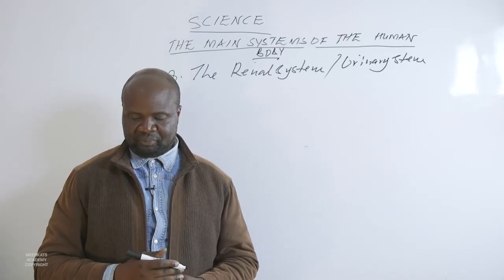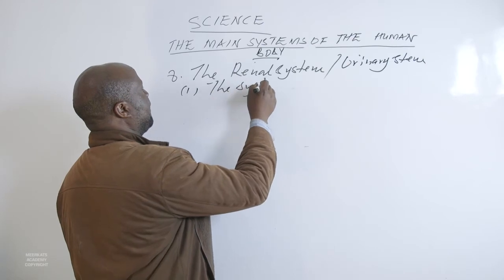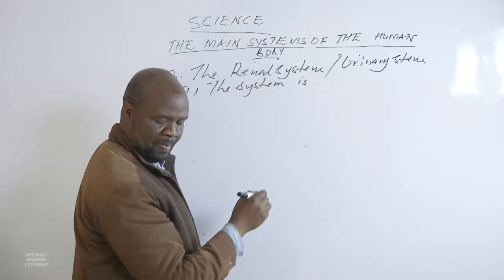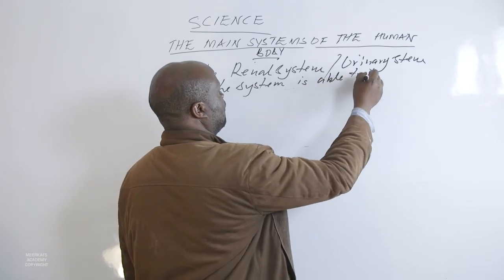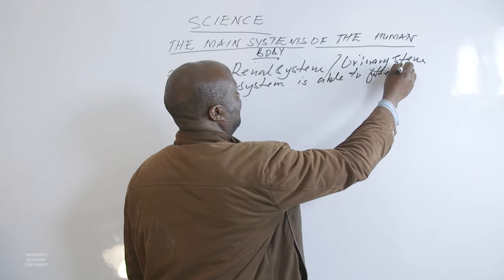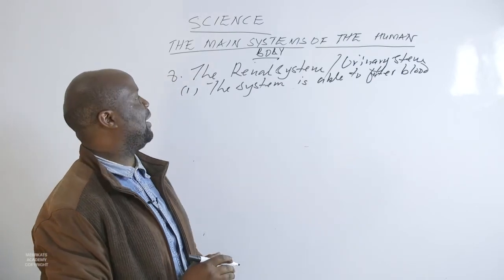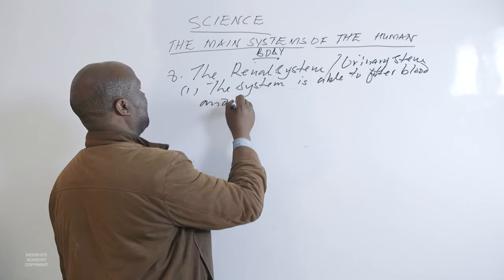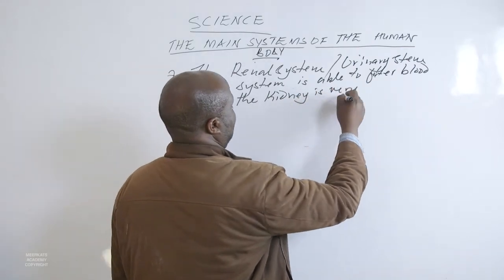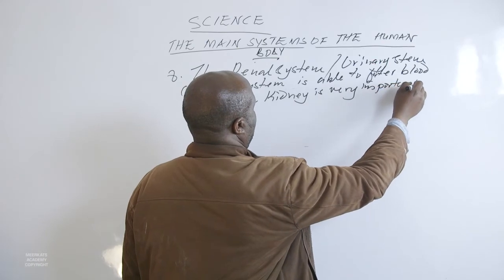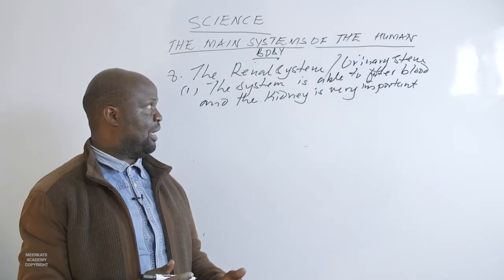One, this is whereby the system is able to filter blood. And the kidney is very important. So an organ called the kidney is important as far as the filtering of blood is concerned, the purification of the blood.